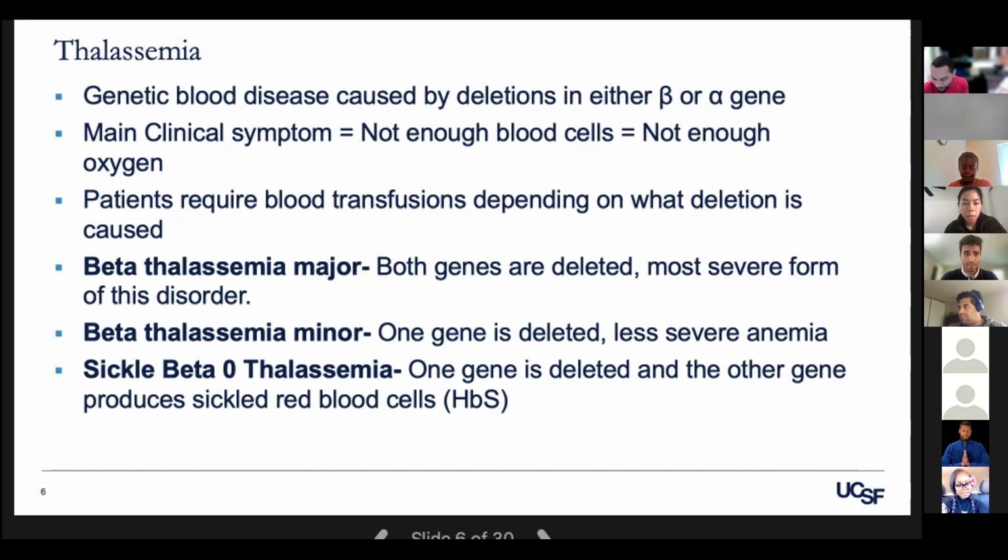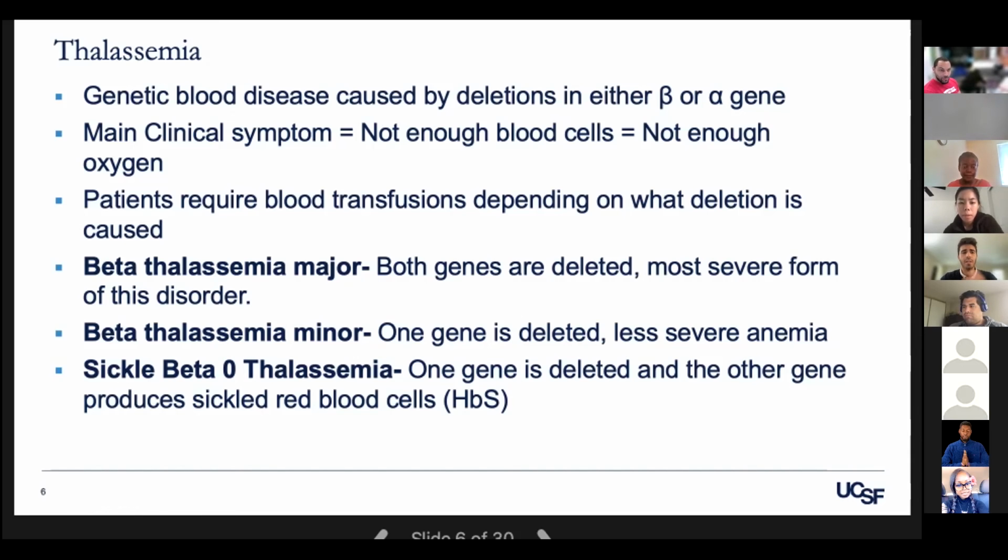For thalassemia, as I said, it's a quantitative disorder. So instead of there being a mutation, there's a deletion of a gene. The more defective, as I said, in thalassemia or in any sickle cell disease, is a defect in the beta chain, right? So the main clinical symptom is not having enough blood cells in thalassemia, and therefore you don't have much oxygenation of your tissues. Okay, and because you don't have enough blood cells, patients require blood transfusions, and it depends on what deletion is caused, right?